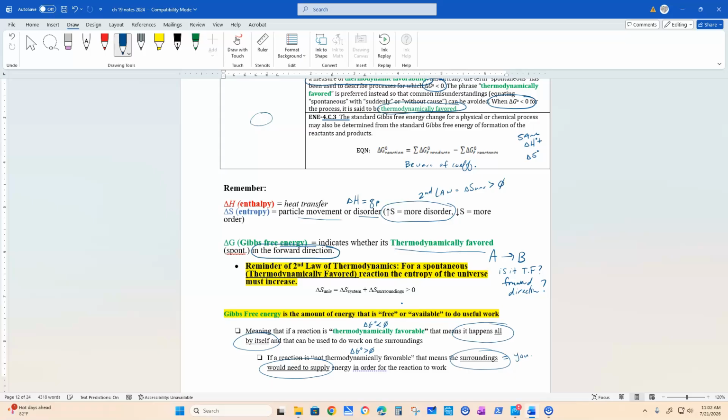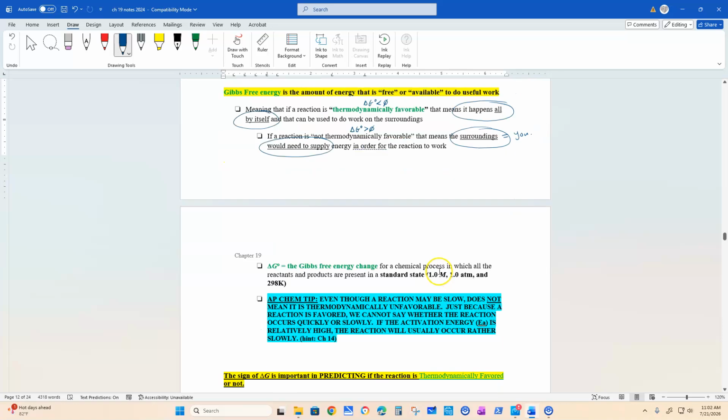Did you have to use a Bunsen burner? Did you have to stir it? Did you have to apply some heat? What had to happen, okay? So you had to do something in order for the reaction to work, okay? Delta G gives free energy for a chemical process. Standard state is not only 1 atm, 25 degrees Celsius room temperature, but also molarity for the reactants and products.